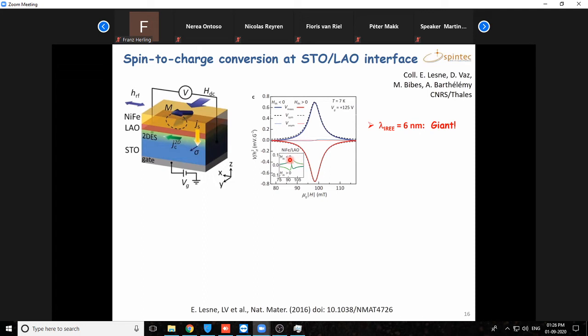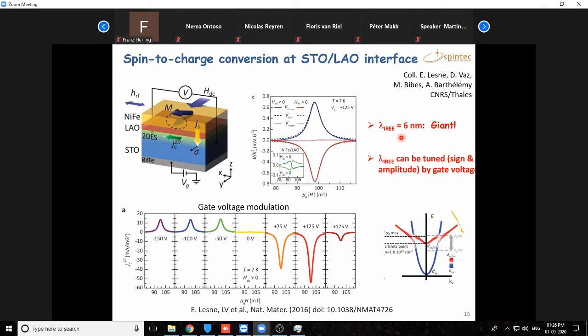For example, with respect to nickel iron on top of an LAO substrate, there is almost no signal in that case. While when we have the STO LAO system, so with the two-dimensional electron gas, we have a large development of a transverse voltage. So in that case, the inverse Edelstein length is around 6 nanometers here at low temperature, at 7 K. So it's quite giant with respect to silver bismuth.